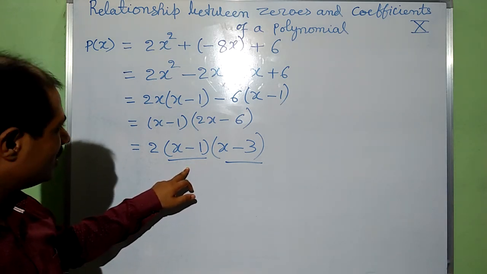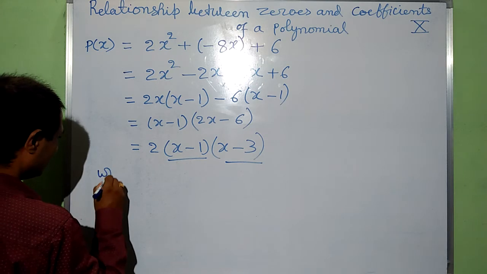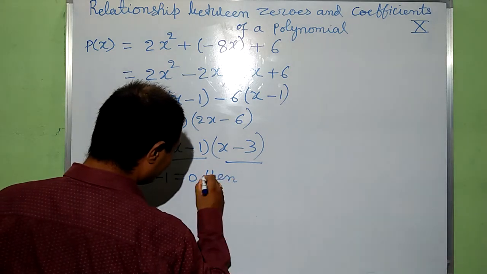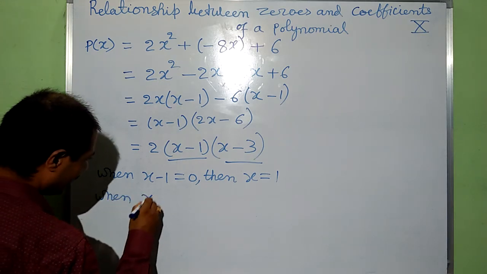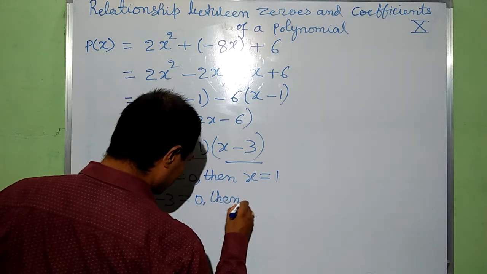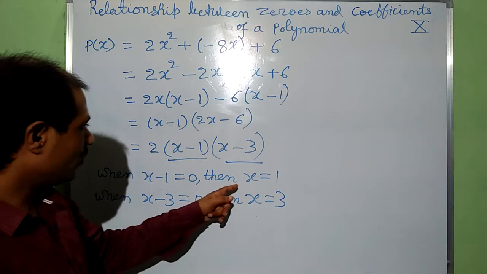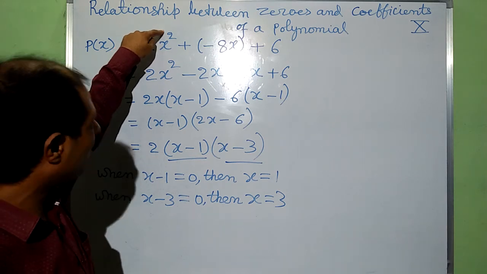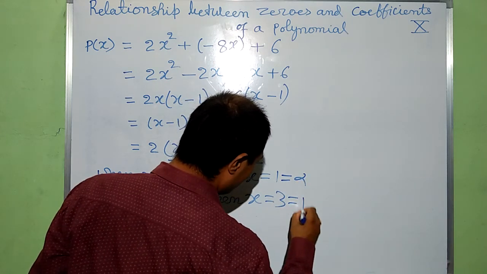x minus 1 is equal to 0 or x minus 3 is equal to 0. When x minus 1 is equal to 0, then x is equal to 1. When x minus 3 is equal to 0, then x is equal to 3. Two zeros are obtained. This is a quadratic polynomial, degree is 2, so the maximum number of zeros will be 2. Suppose this is alpha and this is beta.